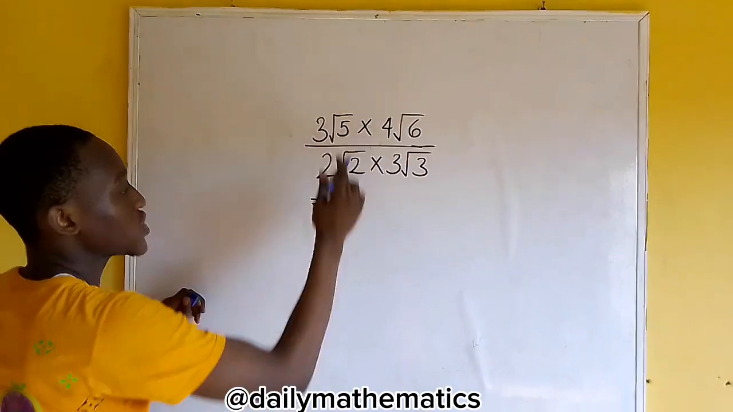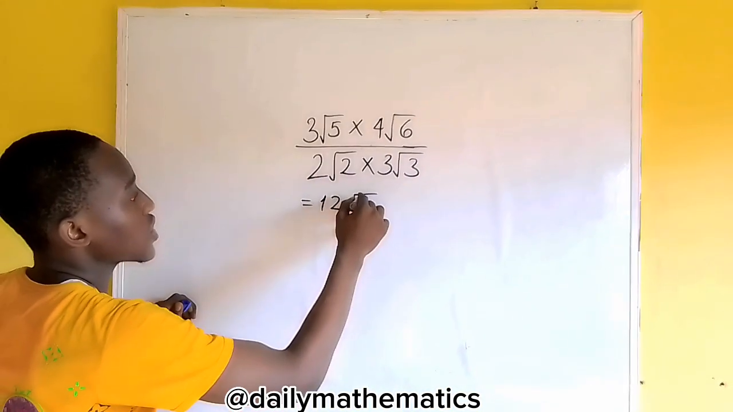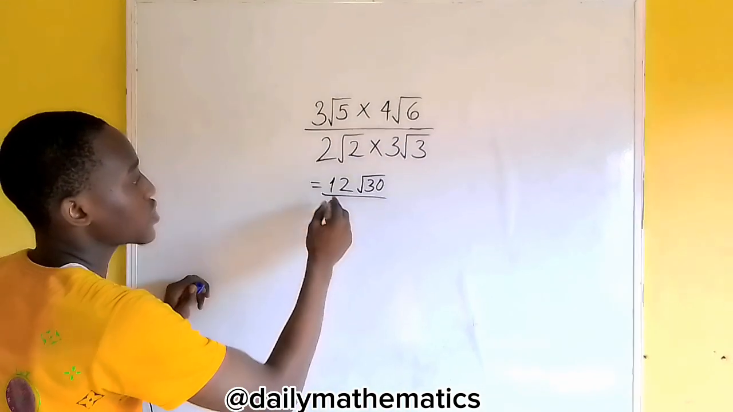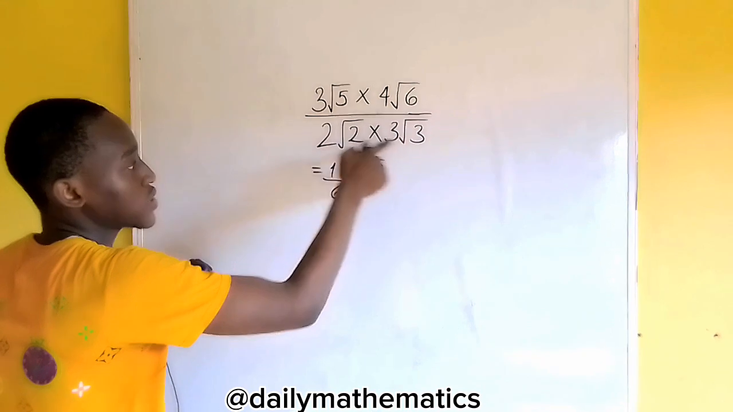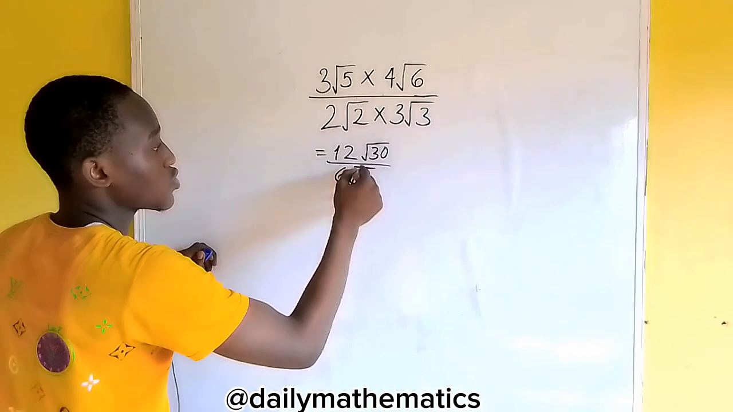Root 5 times root 6, that is 5 times 6, gives us 30. You put the root, that's root 30. Divided by 2 times 3, which gives us 6. And root 2 times root 3, that's 2 times 3, gives us 6. That will be root 6.